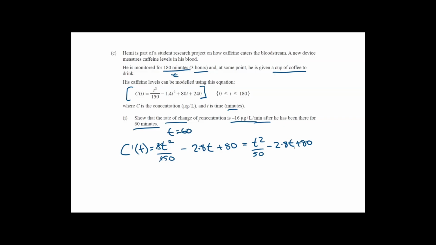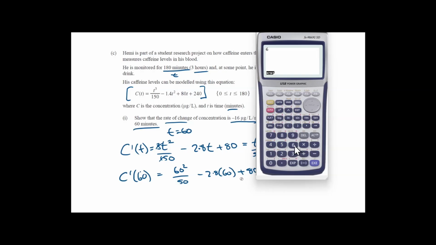Yeah, that makes sense. Now we want to put in 60 and see what we get. So 60 squared, I have no idea what that is, minus 2.8 times 60 plus 80, and hopefully it's going to come to minus 16.